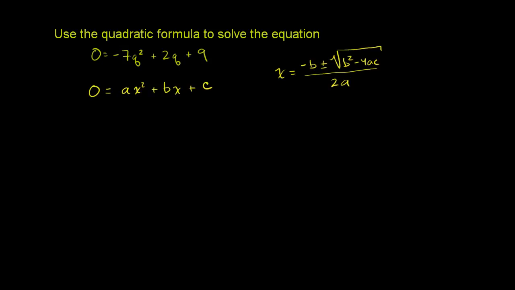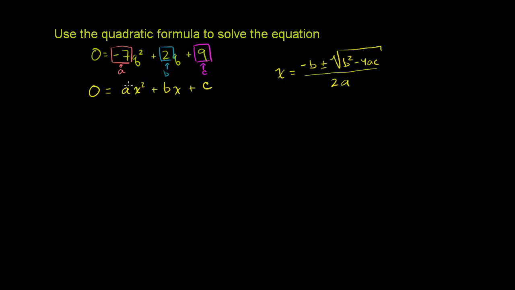So if we look at the quadratic equation that we need to solve here, we can just pattern match. We're dealing with q's, not x's, but it's the same general idea. It could be x's if you like. Negative 7 corresponds to a. That is our a, the coefficient on the second degree term. 2 corresponds to b, the coefficient on the first degree term. And then 9 corresponds to c. It's the constant.